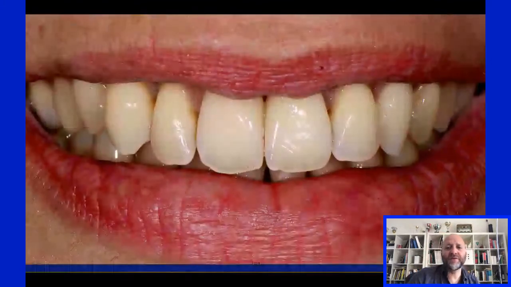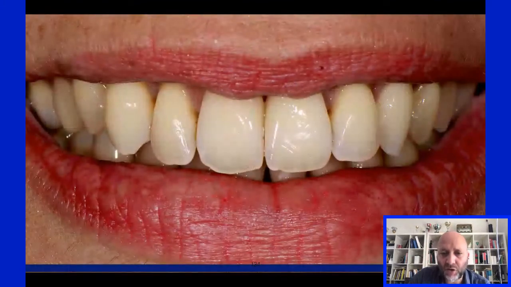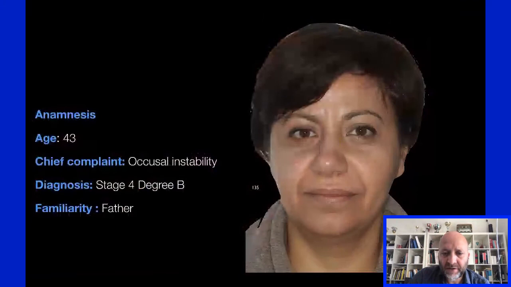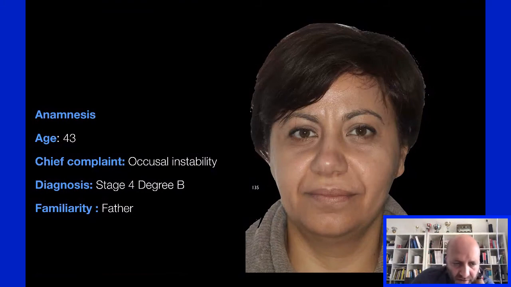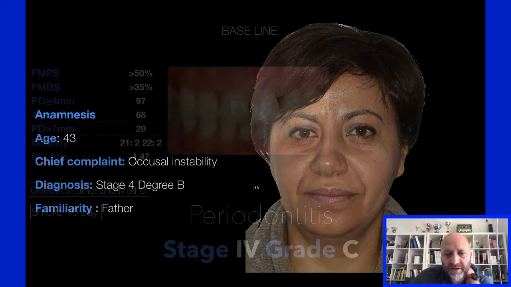And this was the smile at the end of the patient. This was the last case. A woman, 43 years old. She has a very important occlusal instability. The diagnosis was stage 4, grade B. She has a familiarity for periodontal disease.